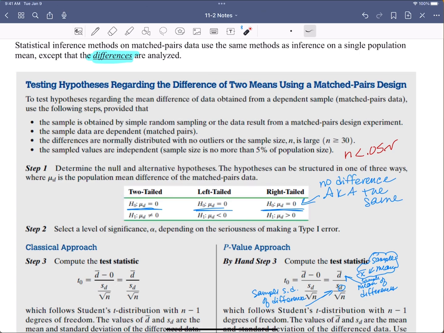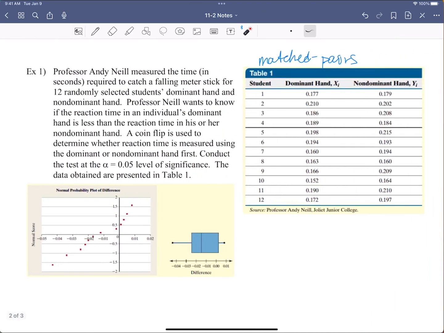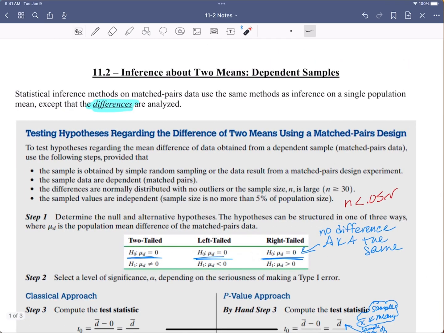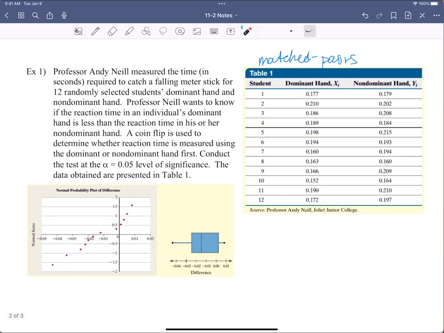How many are in our sample? 12. Is this large enough? No. So we're going to have to determine normality, which is why I put these on here for us, just to make sure we're on the up and up. Then it says the sampled values are independent. The sample size is no more than 5% of the population. Yeah, we get that. There are more than 12 students out there, so we're good with the sample size.